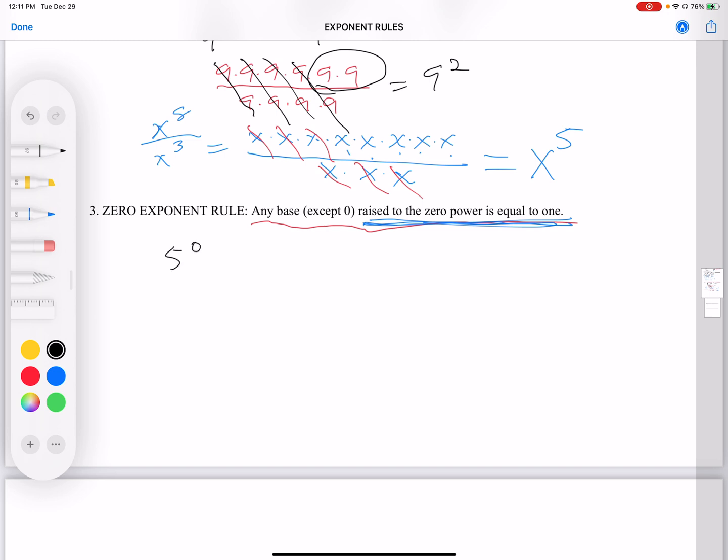5 raised to the 0 power is 1. X raised to the 0 power is 1. 3 raised to the 0 power is 1. A million raised to the 0 power is 1. Anything except for 0 raised to the 0 power is 1.